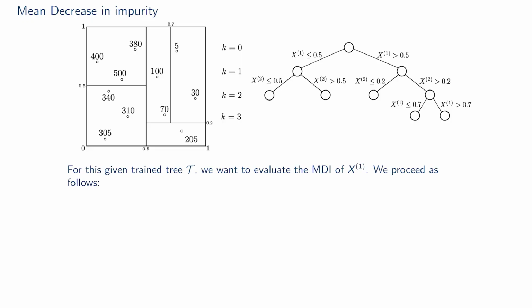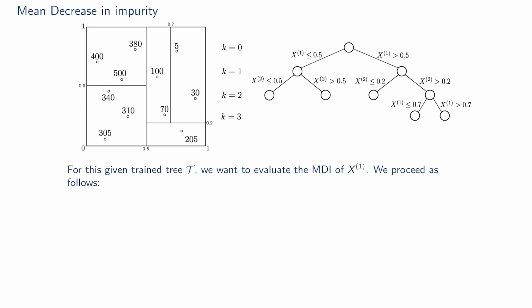Let us now specify the calculation of the mean decrease in impurity, MDI, within a tree. Let us take this tree already constructed. The partition associated with this tree is on the left, the structure of the tree on the right. Let's calculate the MDI of the variable x1 for this tree.